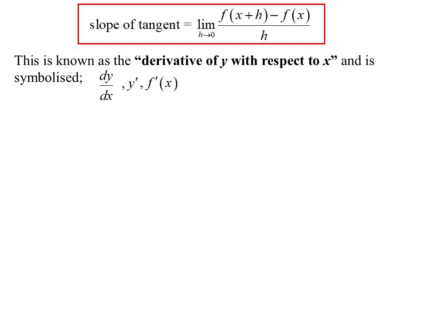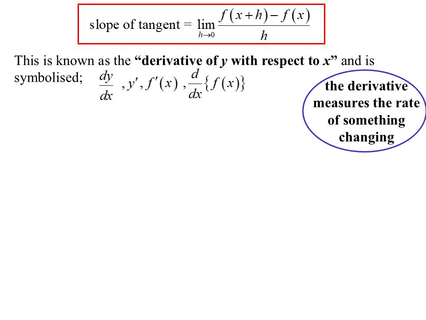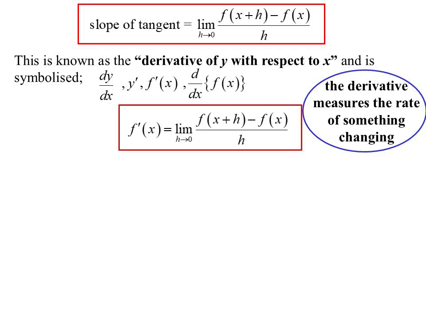And sometimes we simply, instead of writing y, write what the actual function is. So I'm going to differentiate this function with respect to x. There are all different ways of writing the derivative. And our derivative simply measures the rate of change of something. Slope is the rate of change of y with respect to x. So there now is our formula for the gradient function. All I've really done is replace the words slope of tangent and then gradient function, because that's what the gradient function measures, the slope of the tangent.